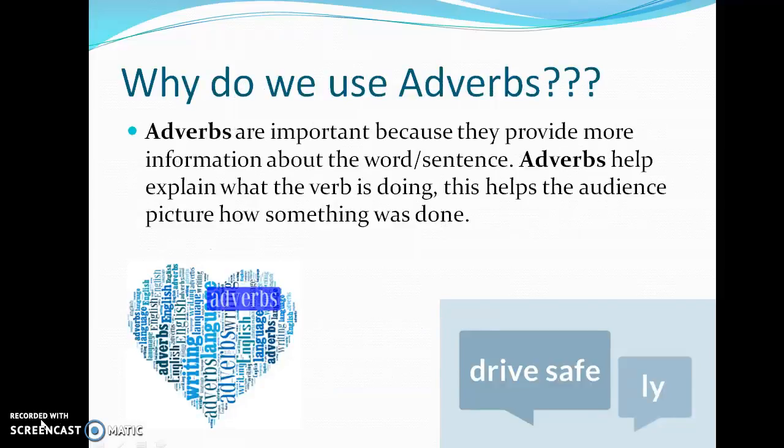Why do we use adverbs? Adverbs are important because they provide more information about the word or sentence. Adverbs help explain what the verb is doing. This helps the audience picture how something was done.